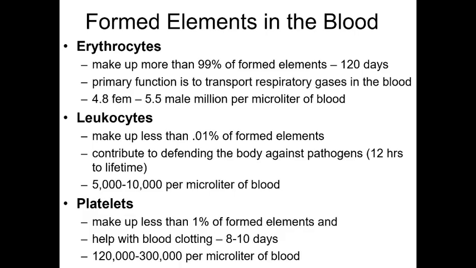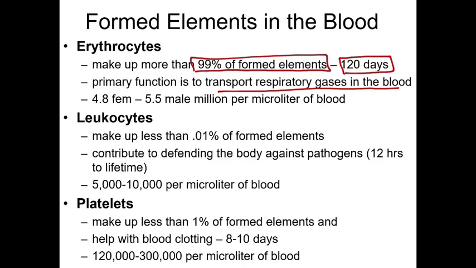Let's get another sense of these numbers. So 99% or more of all of your formed elements are red blood cells. They have a lifespan of about 120 days, so about 4 months. Their job, again, is to transport gases, oxygen and CO2. And here are their numbers: 4.8 to 5.5 million red blood cells per microliter of blood. Now, it could be higher or it could be lower, but this is just sort of in the middle of those ranges. We'll see in a minute that men have more red blood cells per microliter of blood than women on average.